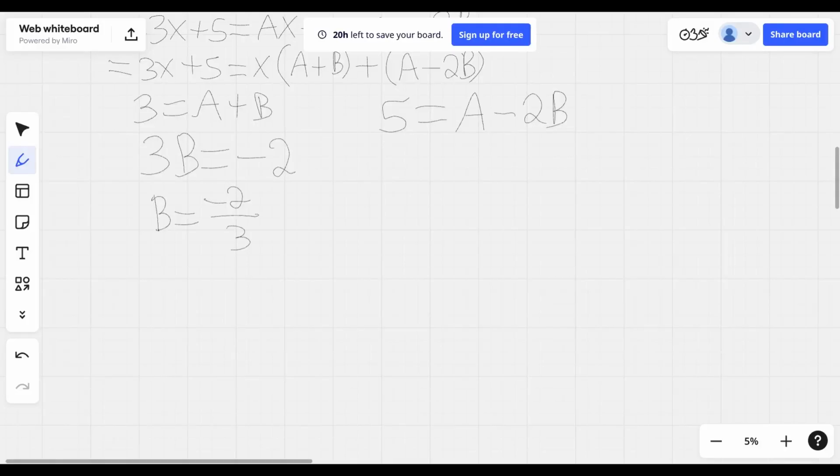So we found what B is. Now we have to find what A is, and to do that, we're just going to plug in B into one of the equations. So if we plug in B, then we're going to get A equals 3 minus B. So here I'm plugging negative 2 over 3 into this equation. So A is going to be equal to 3 plus 2 over 3, which is 11 over 3. So we have our A and B values.